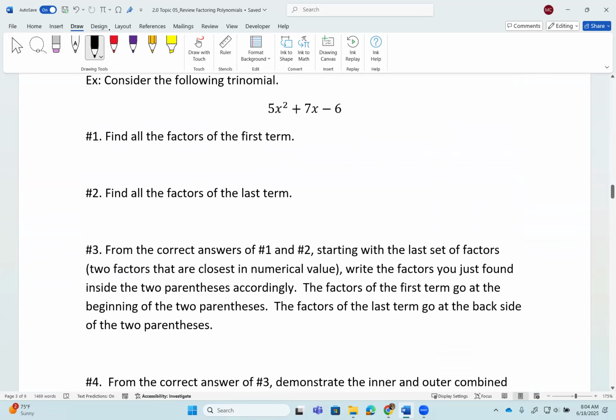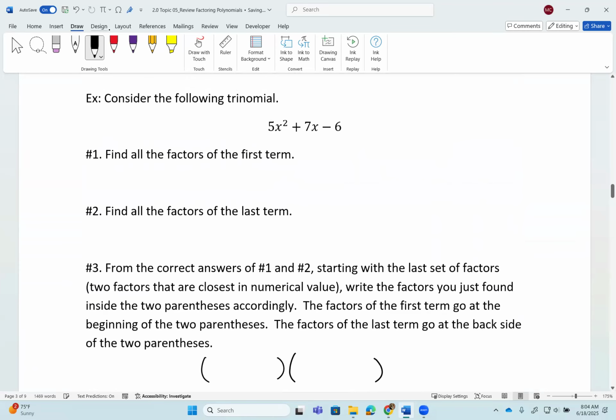So I'm going to jump down to number 3. Okay, I'm going to color code this. All right. Number 2 on my steps is find all the factors of the first term and the last term. First term is 5. The factor of 5 is only 1 times 5. Find all the factors of the last term, 6. The factors of 6 start with 1 times 6. The next one is 2 times 3. The one after 2 times 3 should be 3 times 2, which is the same numbers as I did before. So that should be the end of it.